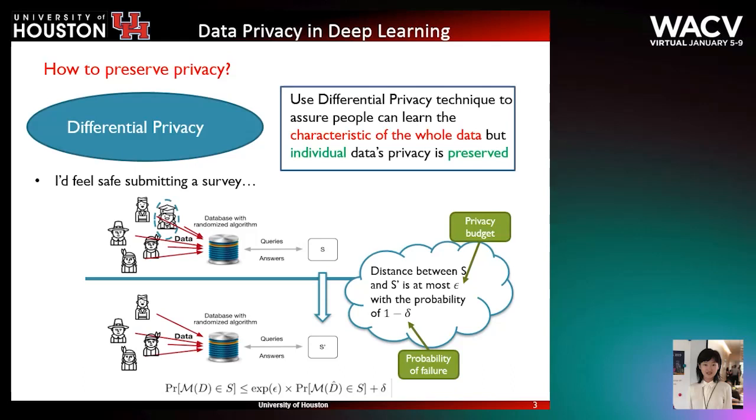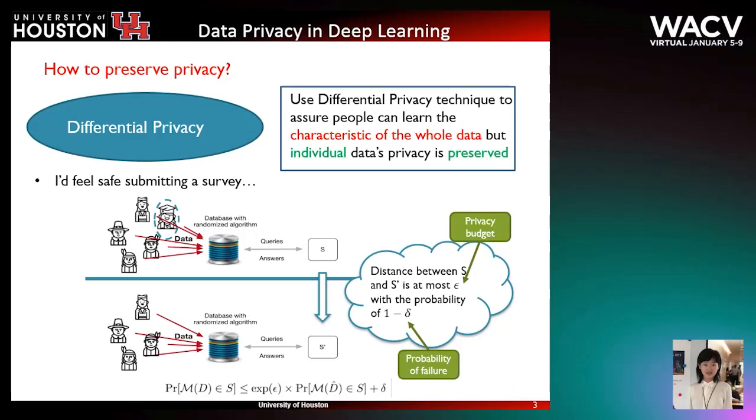Differential privacy is one of the best solutions since it allows people to learn the characteristics of the whole data, but individual data's privacy is preserved. Now, I will briefly introduce differential privacy. I would feel safe to submit a survey if, whether or not I am in the survey, the statistical results should not be changed a lot.